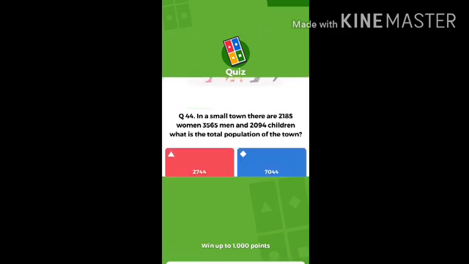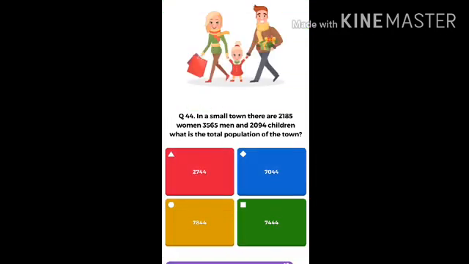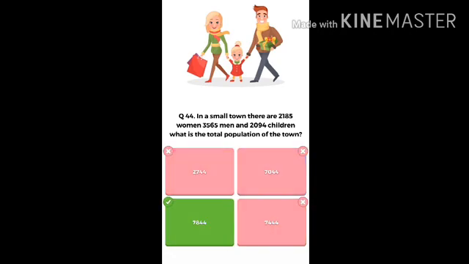In a small town there are 2185 women, 3565 men and 2094 children. What is the total population of the town? Total means putting together. So add these three numbers and the total population is 7844.